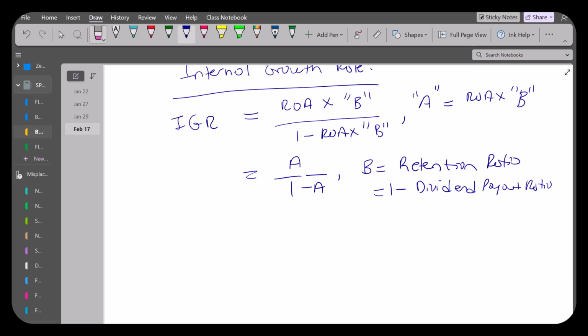It is not Democratic People's Republic of Puerto Rico. It's dividend payout ratio. It's cash dividends divided by net income. What portion of your net income are you paying as dividends? Okay.